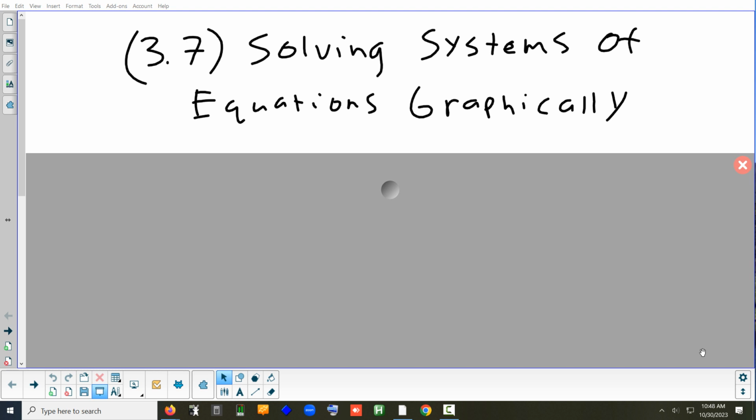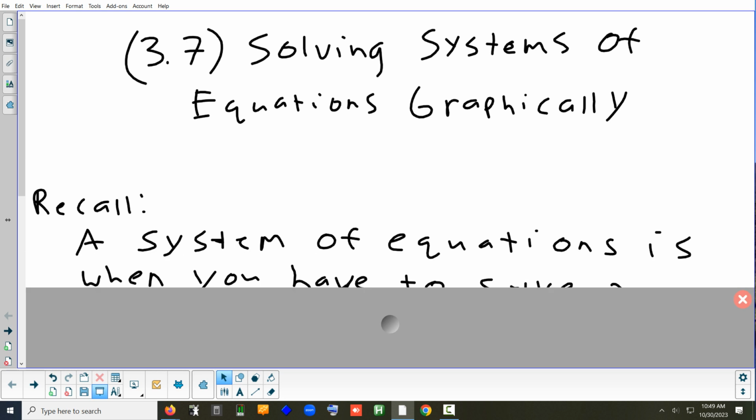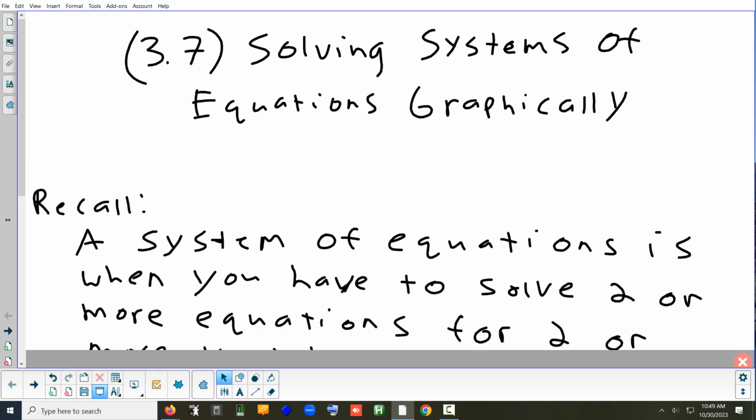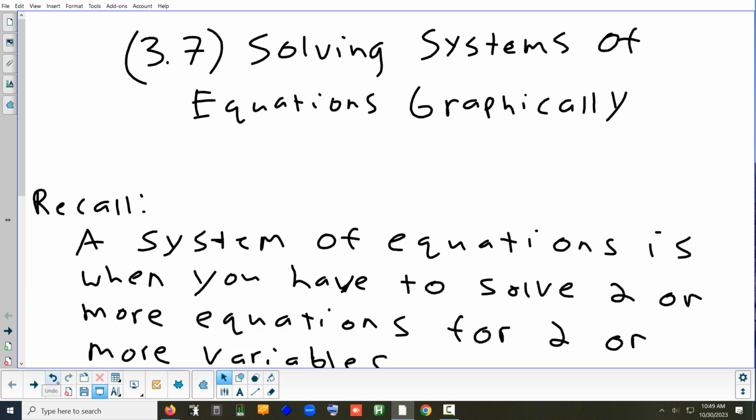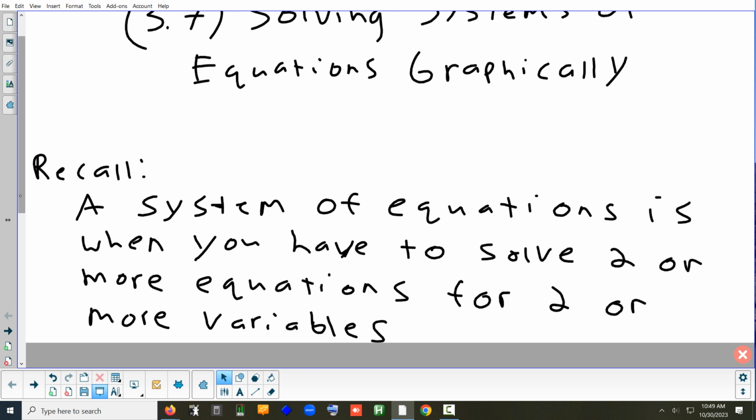So first we're going to start out by looking at 3.7, okay, which is on solving systems of equations graphically. When you're solving a system, you're generally solving for more than one variable. Okay, we're going to look at systems that have two variables. And generally the kind of systems that we look at, some of them we can solve algebraically, and we'll do one with algebra, but we're going to focus mostly on graphing.